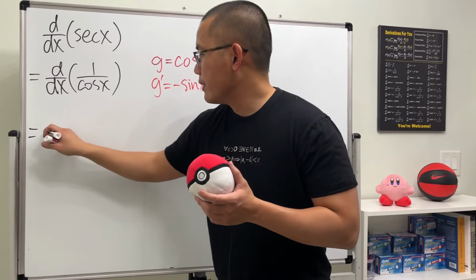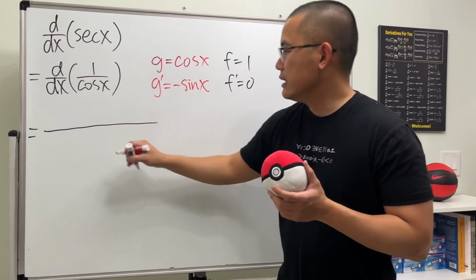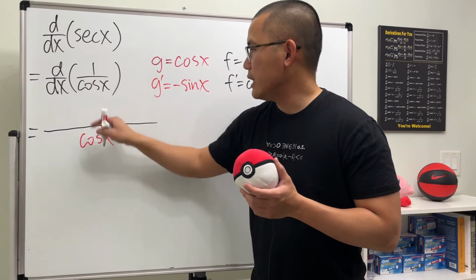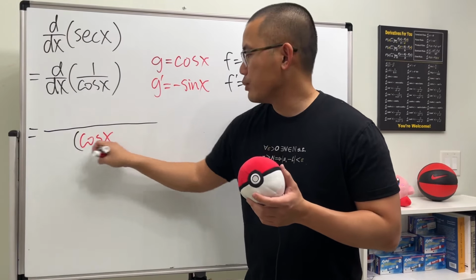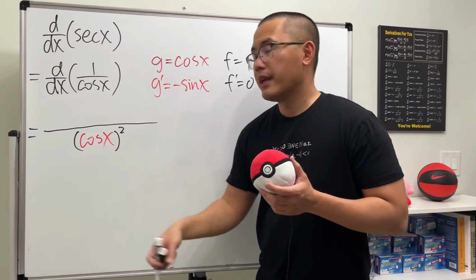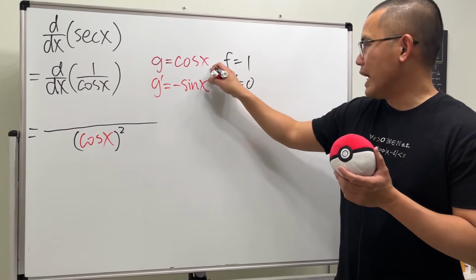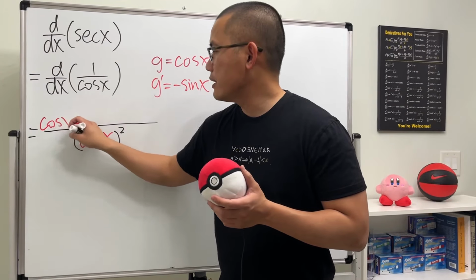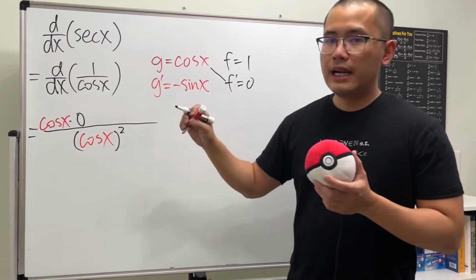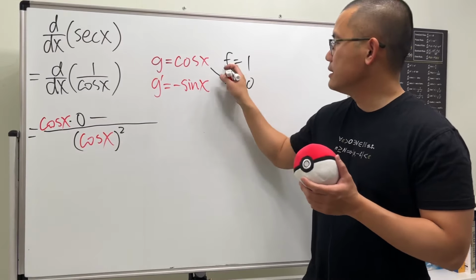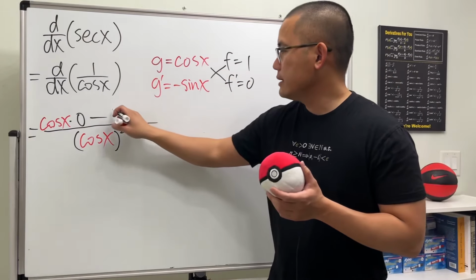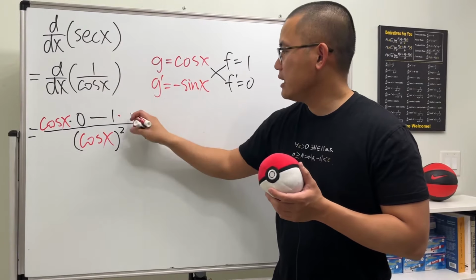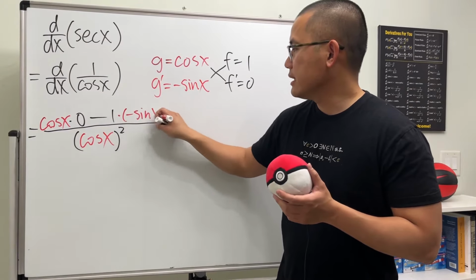So here we go. Big fraction bar, this is the bottom, right? Cosine x, and then we have to square that. So let's put a parentheses right here and square that. And now for the top, we have this times that, which is cosine x times 0. So let me just write that down here. And then next, we minus this times that. So we have 1 times negative sine x.